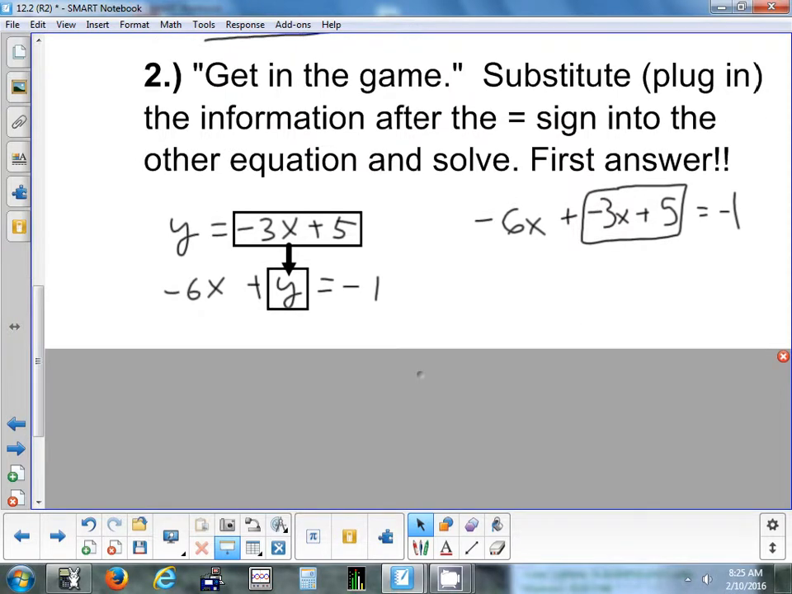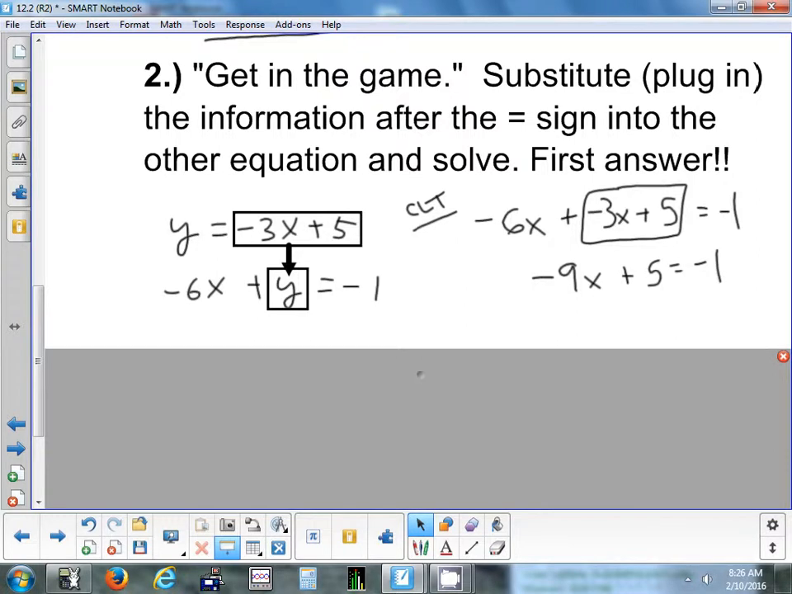What's the first thing I'm going to do? Who can tell me? Alex, what do you think? Combine like terms, right? That's the first thing I'm going to do. What are my like terms? Negative 6x and negative 3x. What do I get? Negative 9, good. Negative 9x plus 5 equals negative 1.